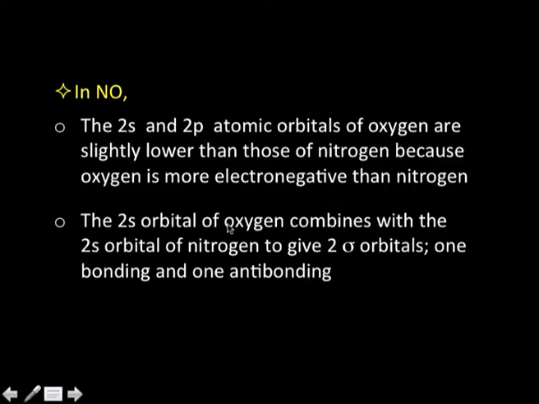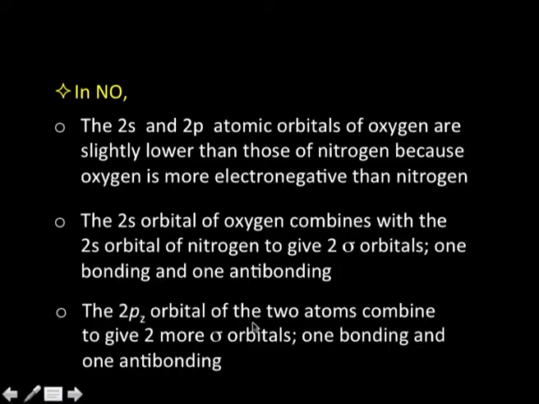What kind of combinations are possible there? The 2s orbital of oxygen combines with the 2s orbital of nitrogen to give you 2 sigma orbitals. One will be bonding, one is anti-bonding. That is very obvious to all of us by now. But the important thing is, since the energies are not very different, there will be a reasonably good interaction between the 2s orbitals of oxygen and nitrogen there. The third thing is that the 2pz orbitals of the two atoms, oxygen and nitrogen, will combine to give you 2 more sigma orbitals. One will be bonding, one will be anti-bonding. We are just running parallel to what we had in case of homonuclear diatomic molecules there.